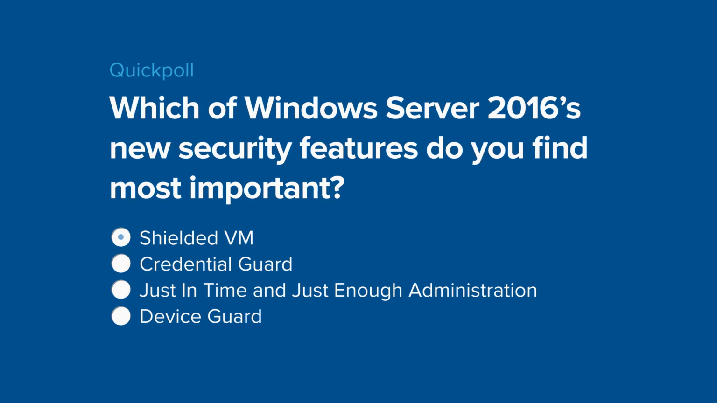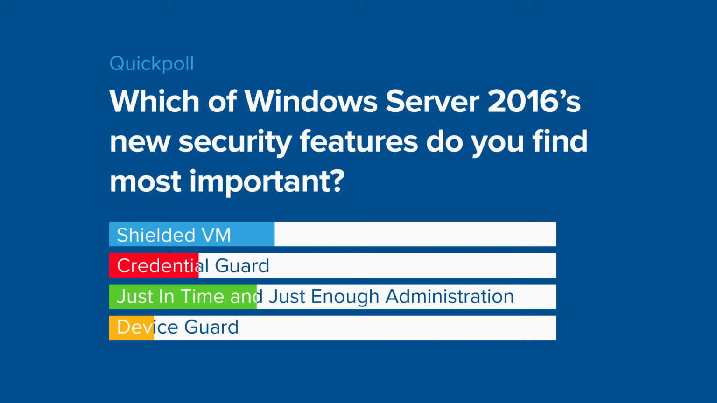Credential Guard is all about preventing pass-the-hash attacks, making sure that administrators' credentials are not compromised if someone compromised the machine they logged into. Just-in-time and just-enough administration is about limiting the amount of time and what an administrator can do, so that you can better control and monitor that. And last but not least, Device Guard allows you to make sure that what's running on your servers is really what you intended to run on your servers.